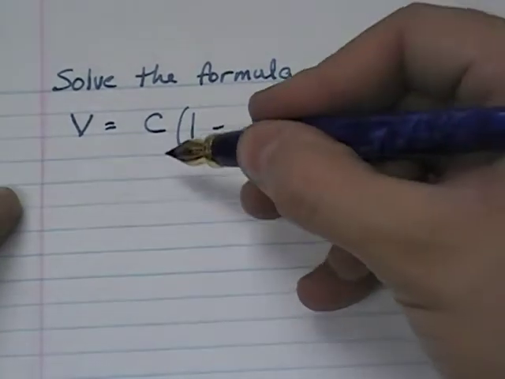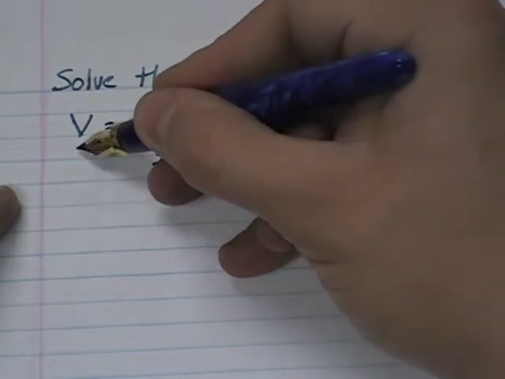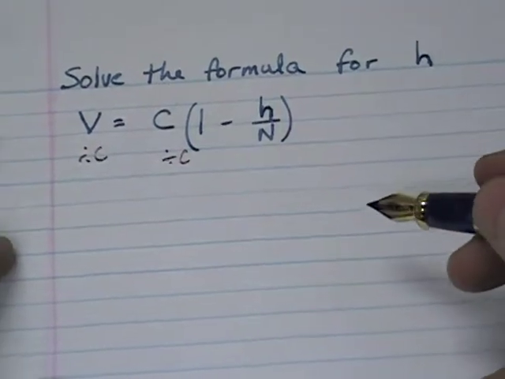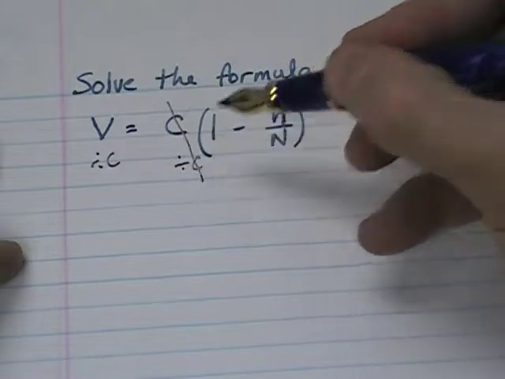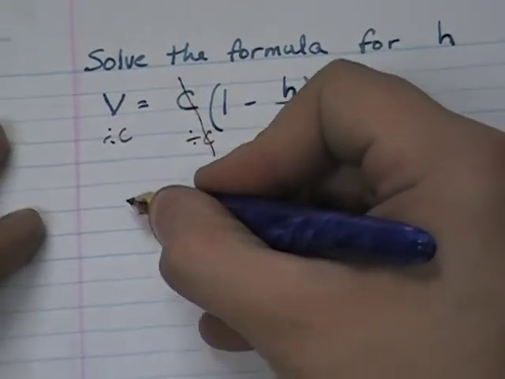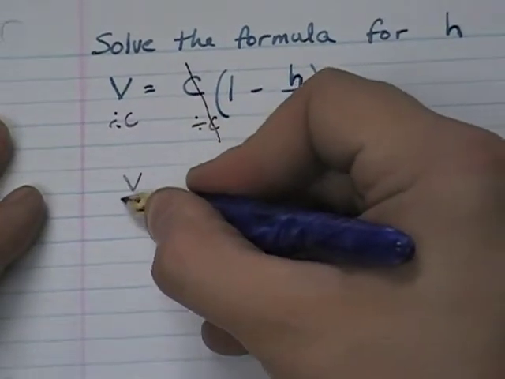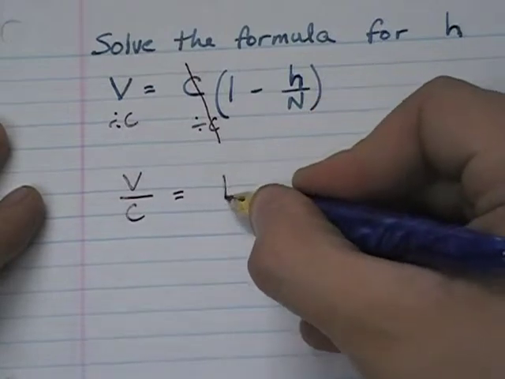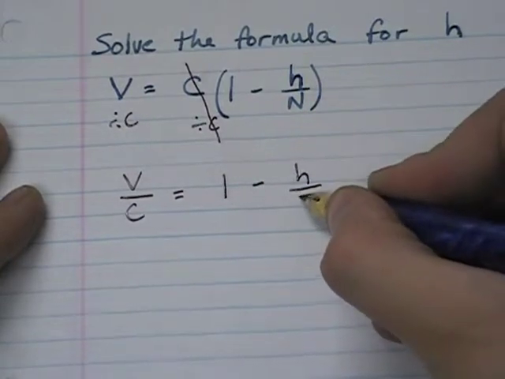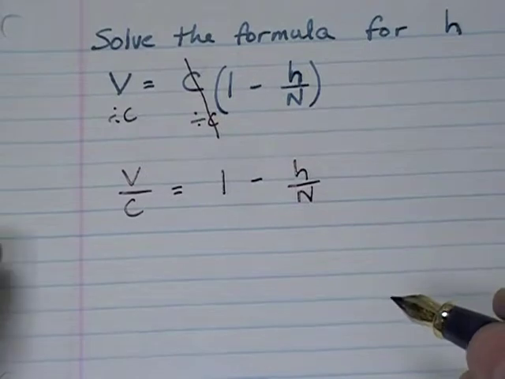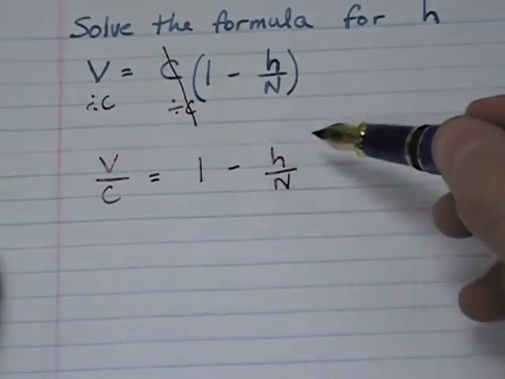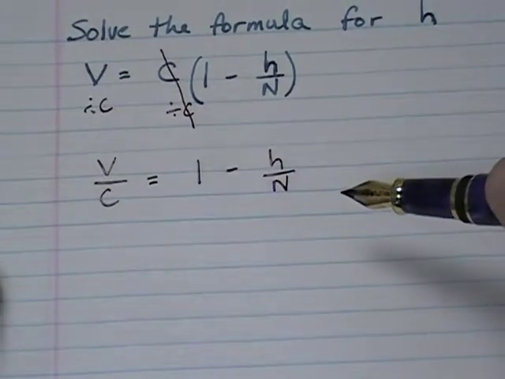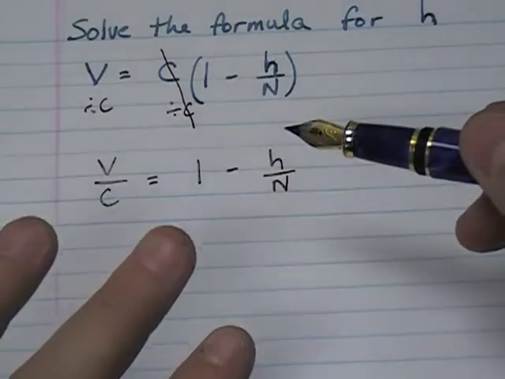What I'm going to do is divide both sides by C, okay? And what that does for me is that gets this quantity on the right by itself. And so I end up with V over C equals 1 minus H over N. Now, the goal is to get this H by itself. So everything else has to go to the other side.